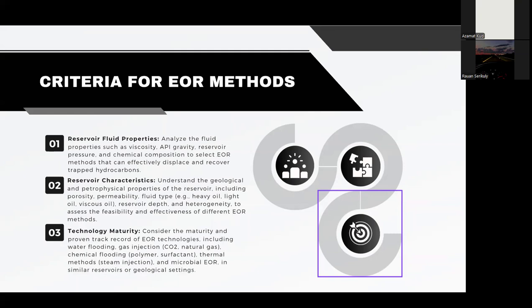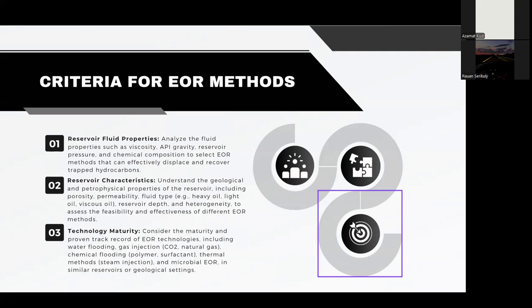So thank you, Azamat. My part is the criteria for the EOR methods. So I will tell about the criteria. First is the reservoir fluids properties. Analyze the fluid and the properties such as the viscosity and the API gravity, reservoir pressure, and the chemical composition to select the EOR methods that can effectively displace and recover trapped hydrocarbons.